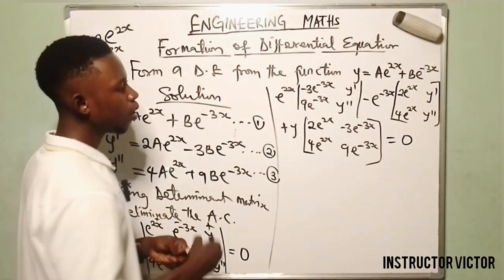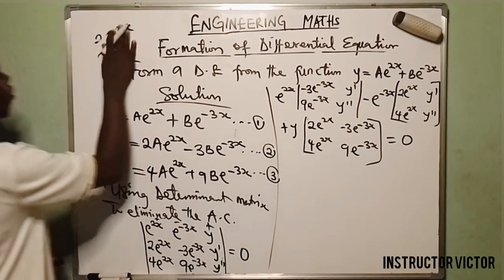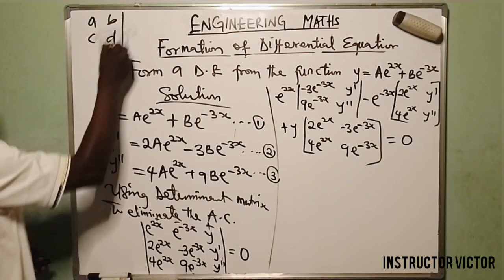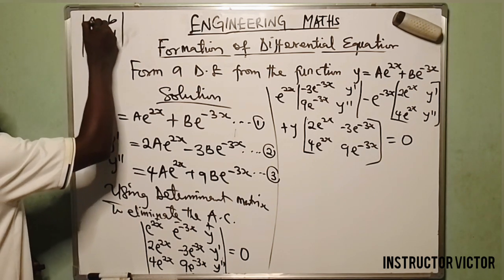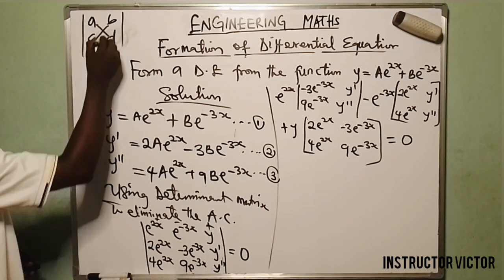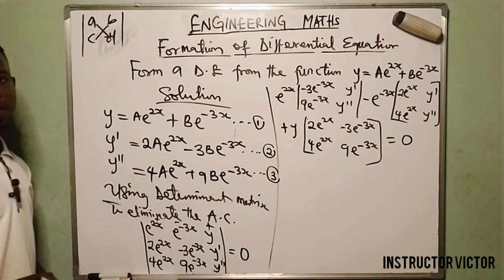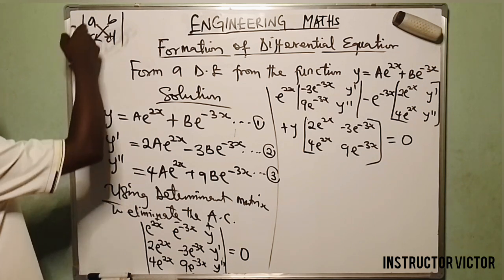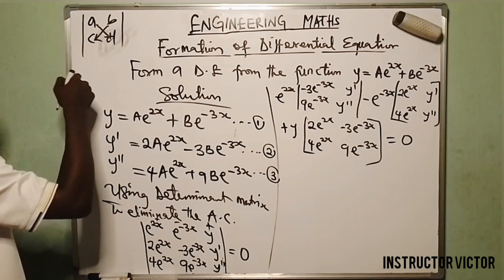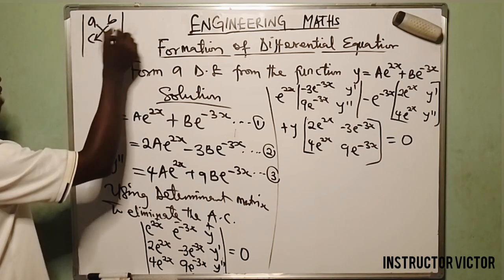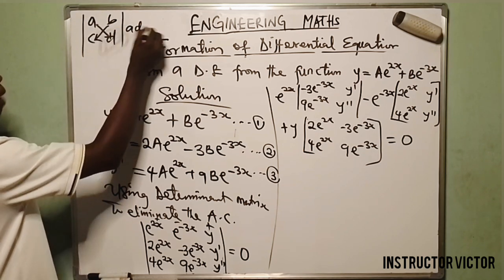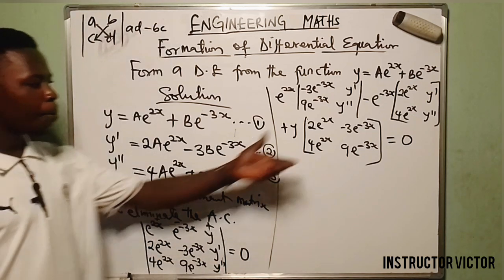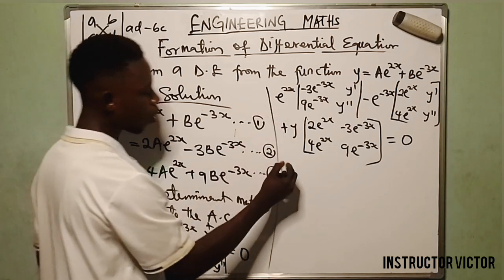Now we start the process, which is subtracting the major diagonal from the minor diagonal. If you have something like this, A, B, C, and D, we have this diagonal and this diagonal. This first diagonal is our major diagonal, and this one is our minor diagonal. So you are subtracting the minor diagonal from the major diagonal, which is A times D will give you AD, minus C times B will give us BC. So that is what we are about to do here now.